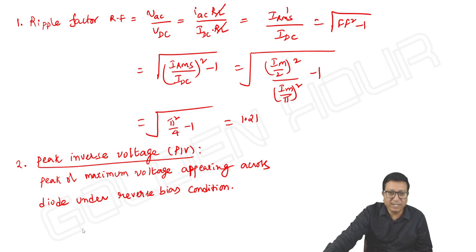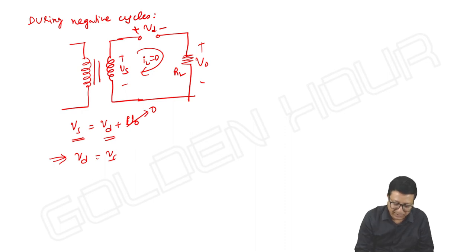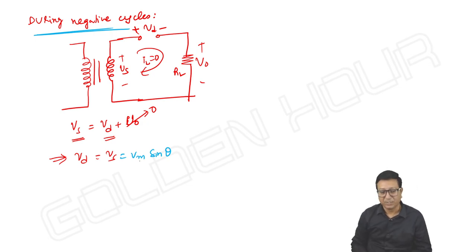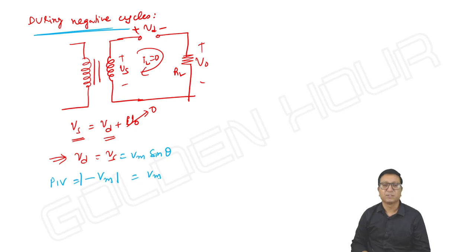Okay, the maximum voltage appearing across the diode under reverse bias condition. What is that? It is Vm. Anyway, Vd is equal to Vs. It is Vm sin theta. The equation may be like this, but it is during negative cycles, meaning Vd is negative. So what is our peak inverse voltage? It looks like minus Vm, but we take the magnitude, that is Vm. Peak inverse voltage is equal to Vm.